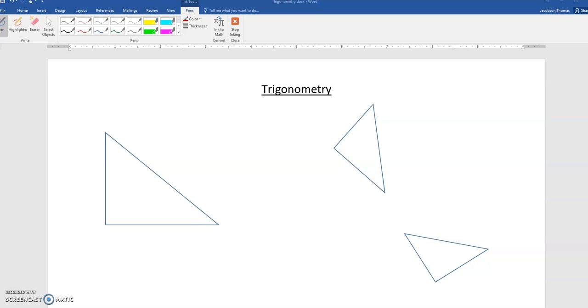Hey class, today we're going to learn about trigonometry. Specifically, we're going to learn about right angle or 90-degree trigonometry. First thing you have to know are the names for the sides or the legs of a right triangle.